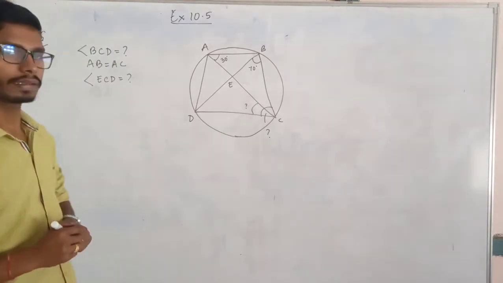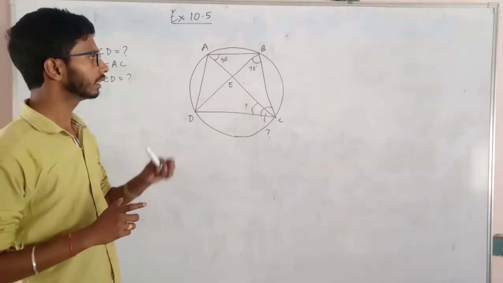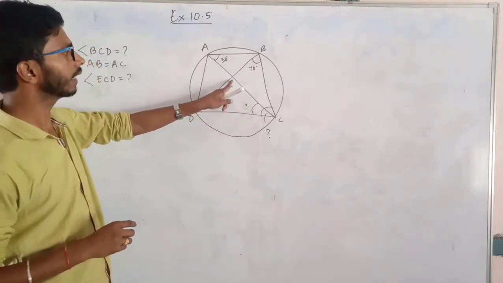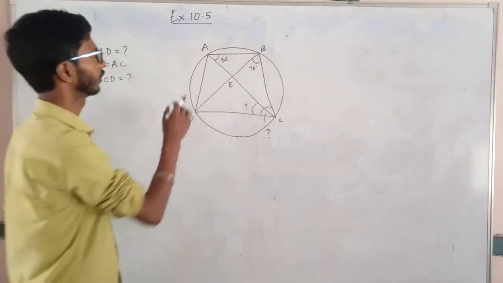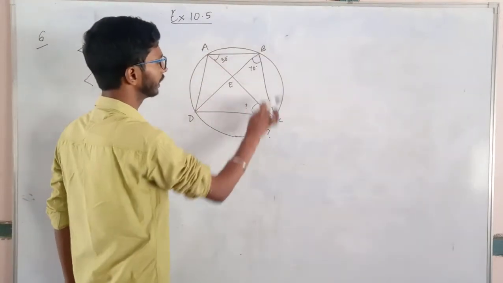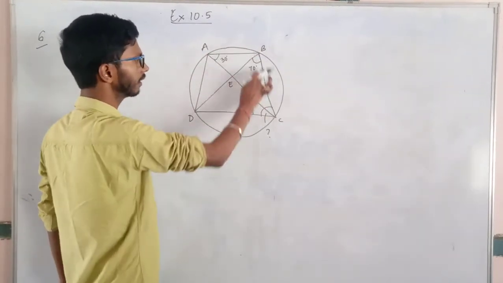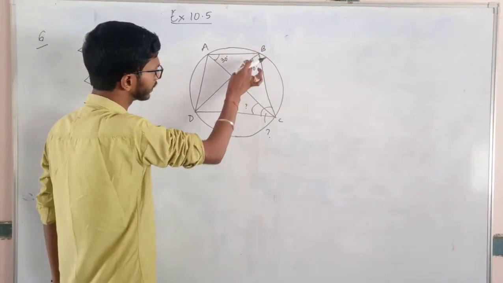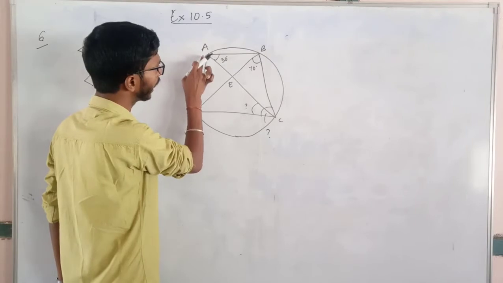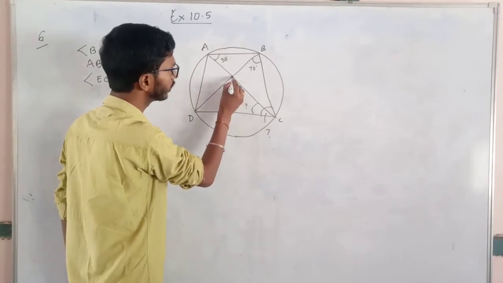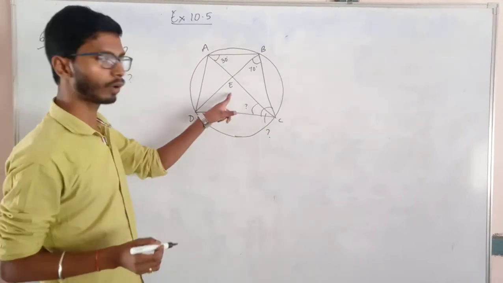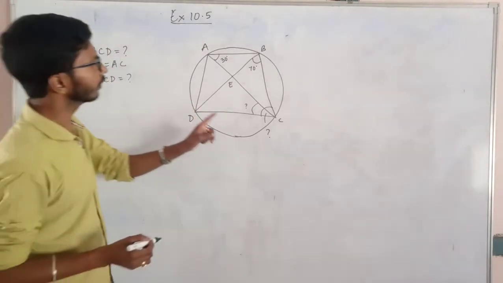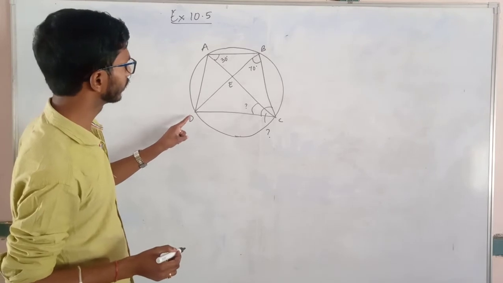Secondly, it is given to us that the diagonals of this quadrilateral intersect at the point E. So A, B, C, D. This is the cyclic quadrilateral, and these are the two diagonals, that is BD and AC. Both the diagonals intersect at the point E. Now we are given some angles.